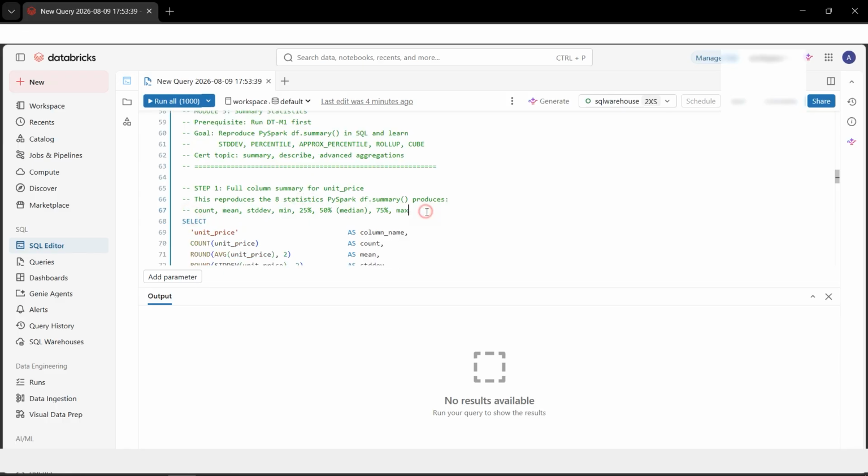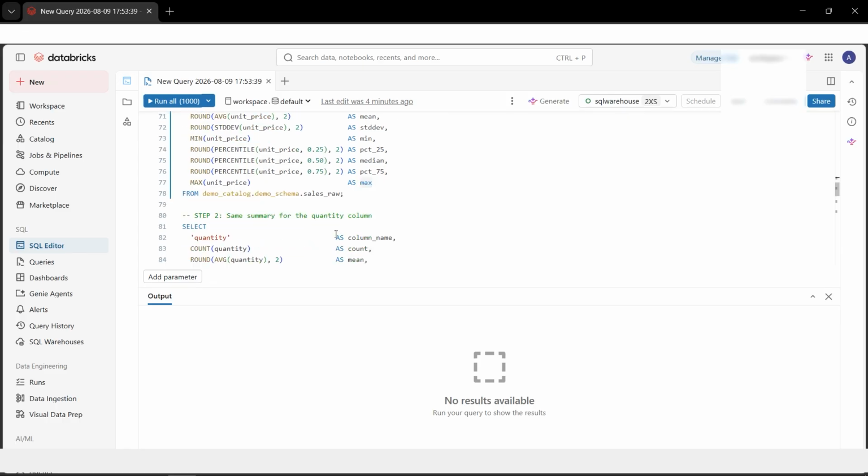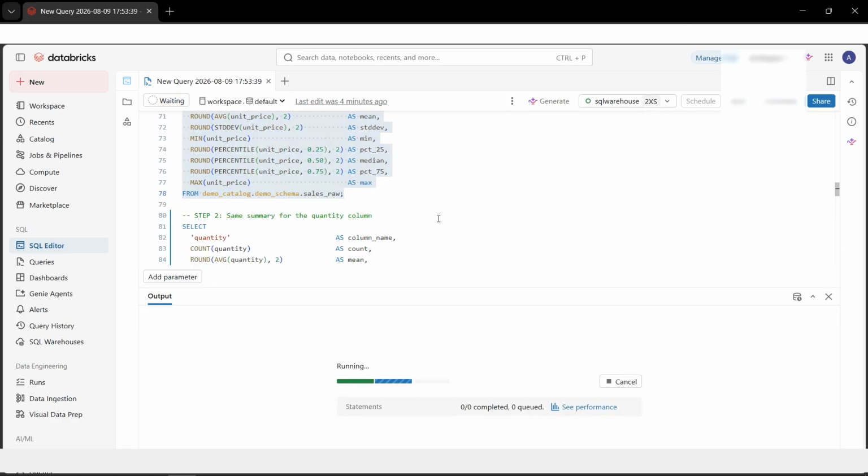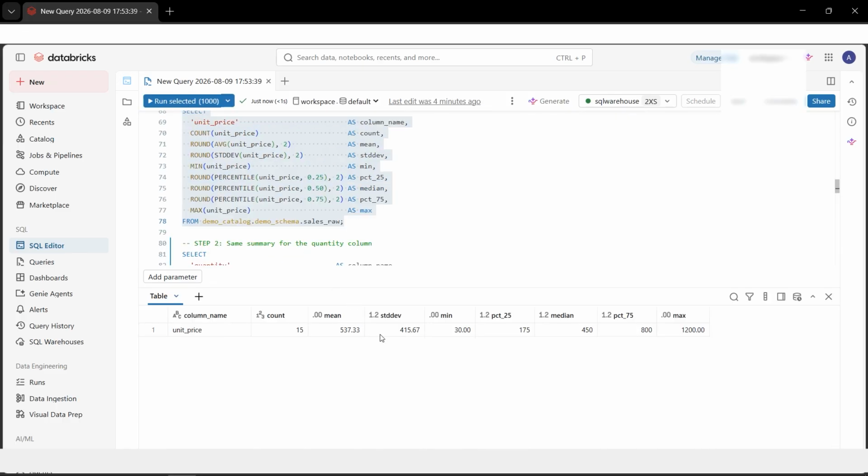First things first, let's run our first select query, which covers the standard deviation, mean and everything. If you look here, we have used the standard deviation function, stddev. For median, we know it's the 50th percentile. That's why I've written median here, and this is the result, right? The same goes for other percentiles like 25, 75 and max.